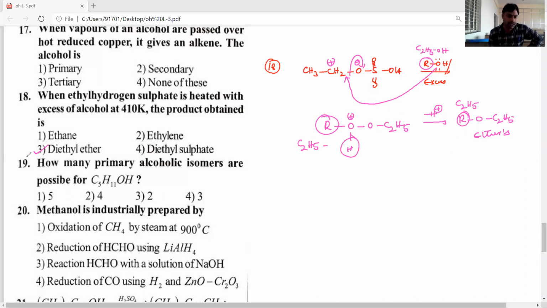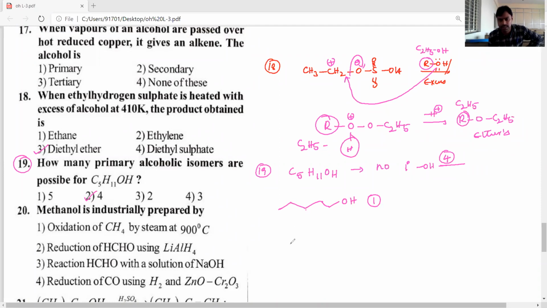Okay, students. Now, the 19th question, let's see. C5H11OH: how many primary alcohols does it have? We have to identify the number of primary alcohols. The answer is 4. Let's see what the 4 primary alcohols are. Five carbons means 1, 2, 3, 4, 5, with OH at the end. It is a primary alcohol. This is one.